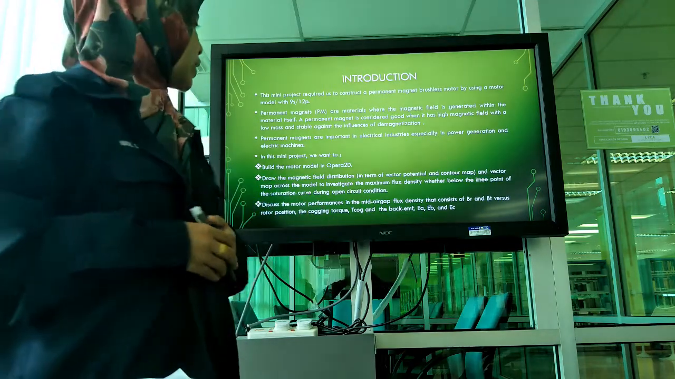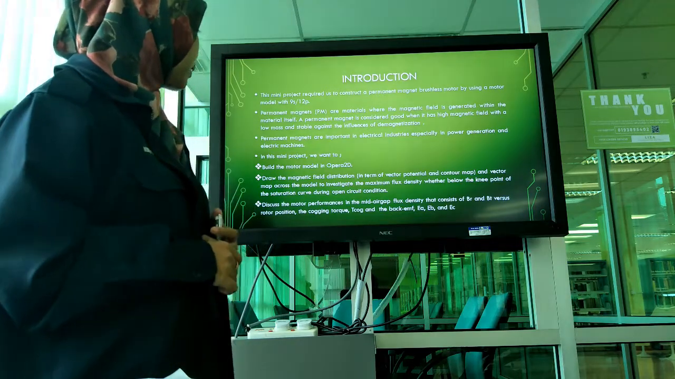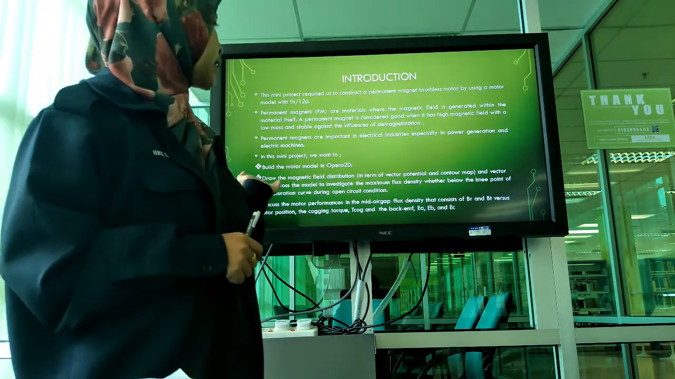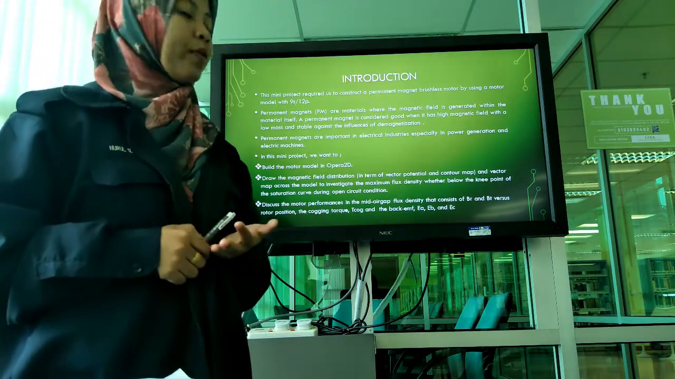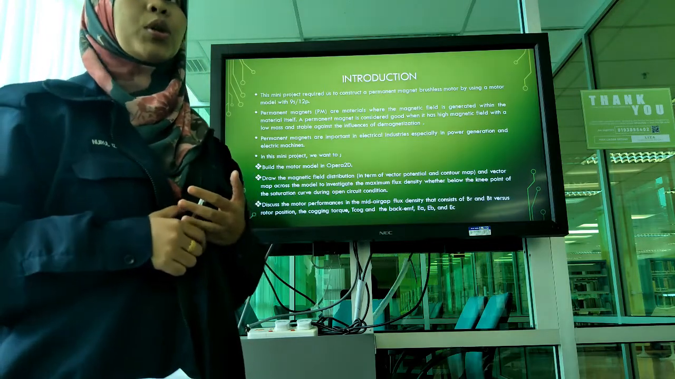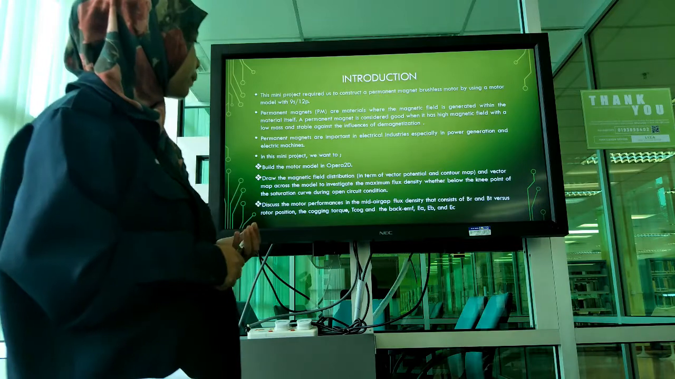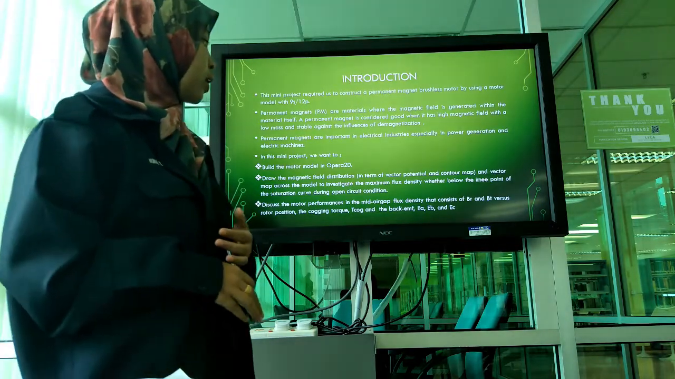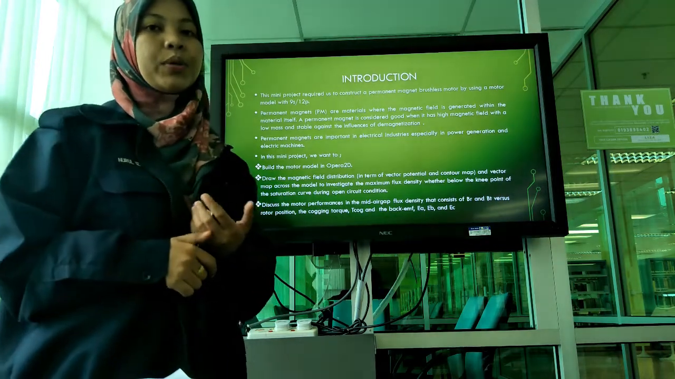In this mini project, we want to build the motor in Opera 2D software, draw the magnetic field distribution, and also discuss the motor performance: the mid-air gap flux density, which consists of BR and BT versus the rotor position, the cogging torque, and the back EMF, EA, EB, and also EC.